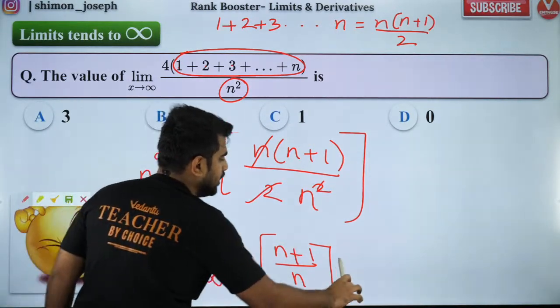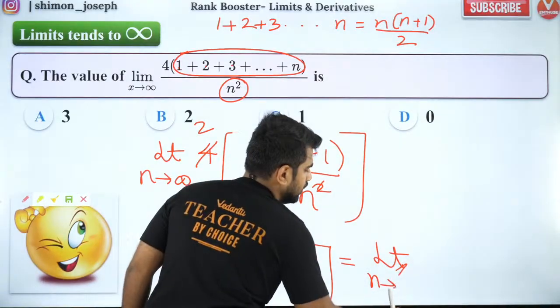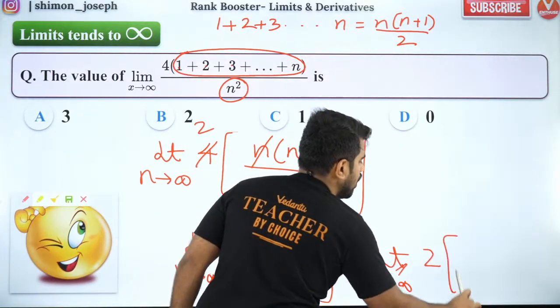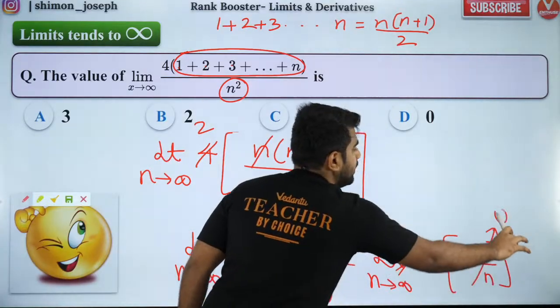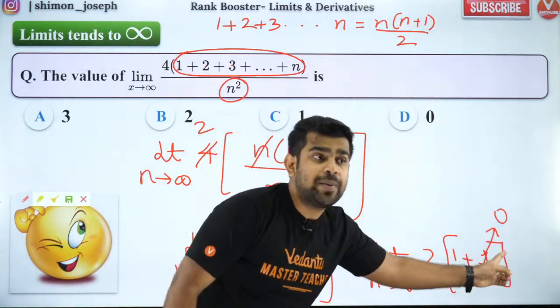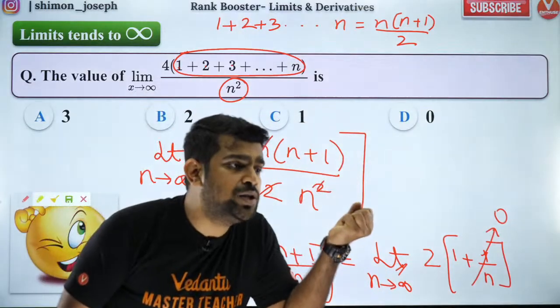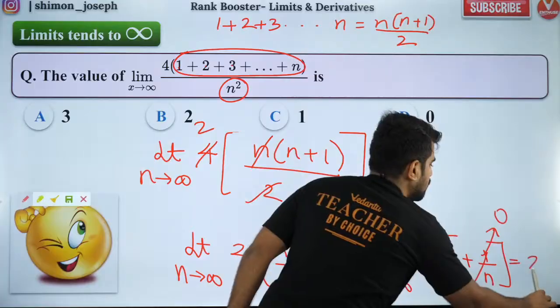Are you all clear? So it will become limit n tending to infinity of 2 into 1 plus 1 by n. Now I can make this 0 because here I have only one term, and 1 by n will be a very negligible quantity, so I can leave it. So the answer is equal to 2.